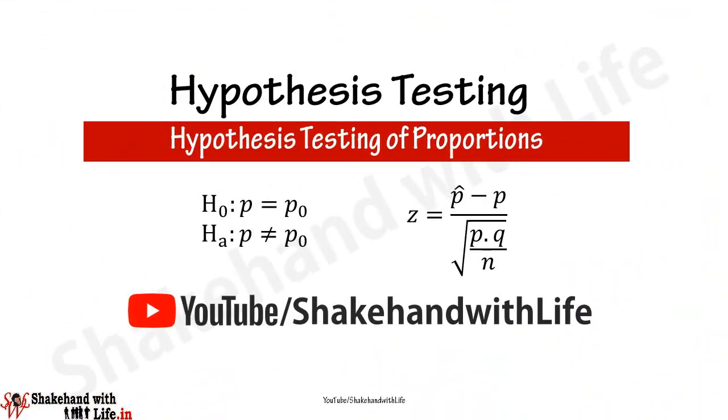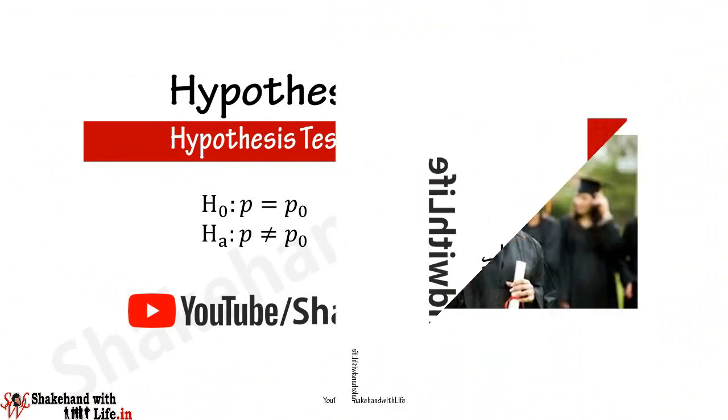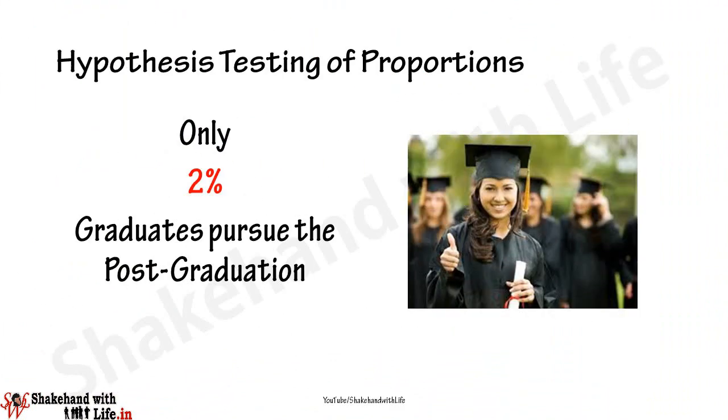I am Narendra Sharma. In this video of hypothesis testing, I'll show you how you can test a hypothesis when a proportion of population is given. For example, only 2% graduates of a university pursue the post-graduation.